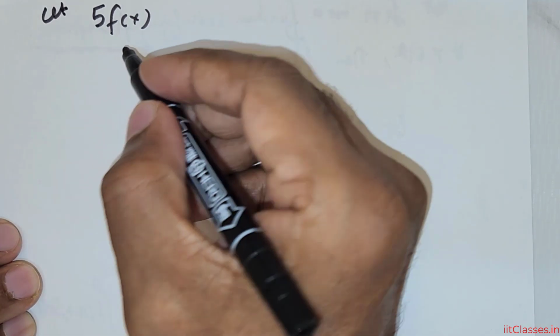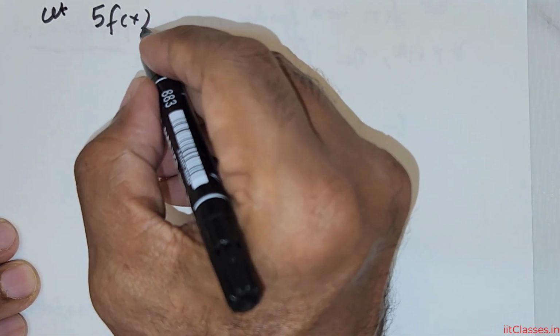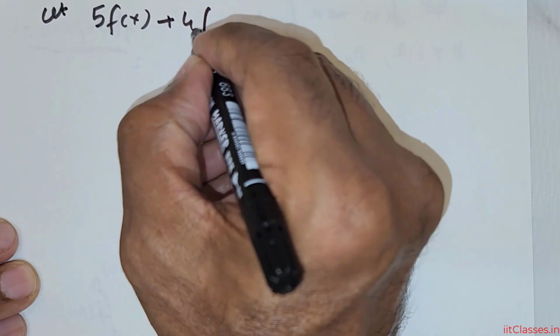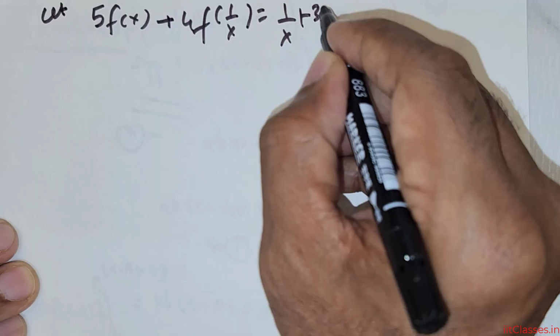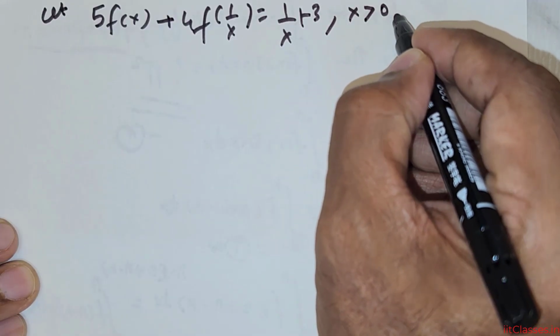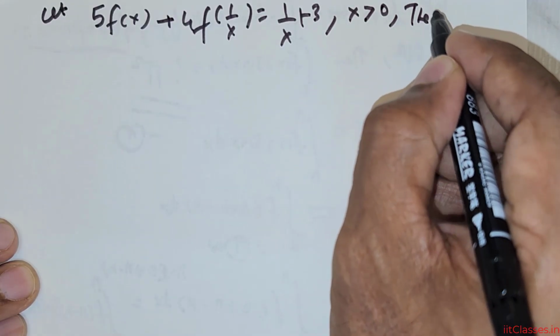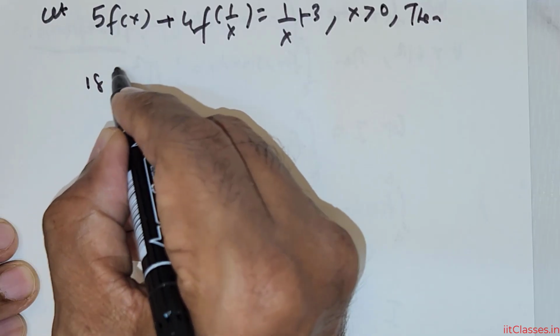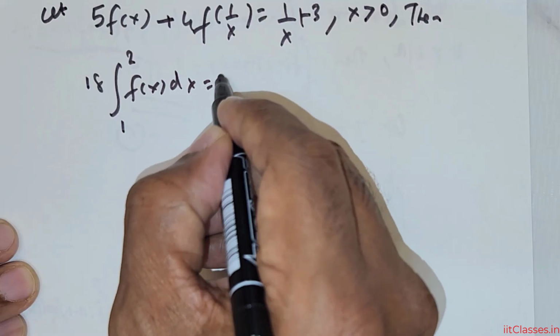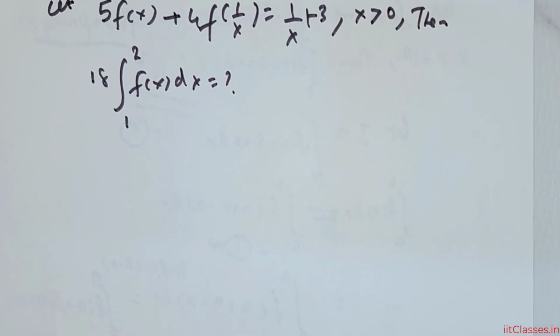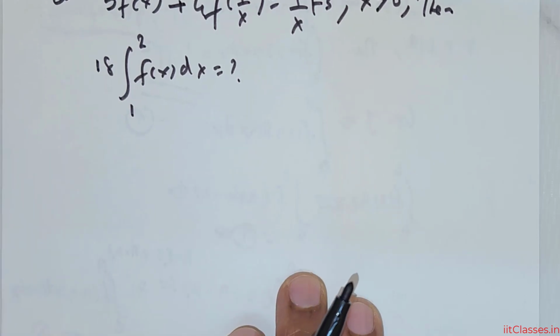We got this question: let 5 times f of x plus 4 times f of 1 over x be equal to 1 over x plus 3, x greater than 0. Then 18 times the integral from 1 to 2 of f of x dx is equal to what? We are expected to get this value.